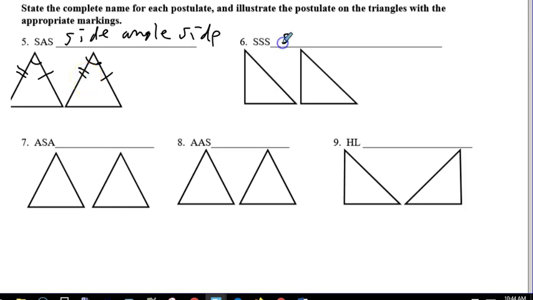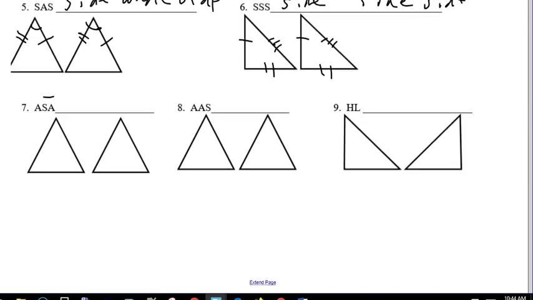Number 6, easy. Side, side, side. And if you did them in different orders or different ones, it's okay, as long as you have that basic concept. All right, this one, angle, side, angle.